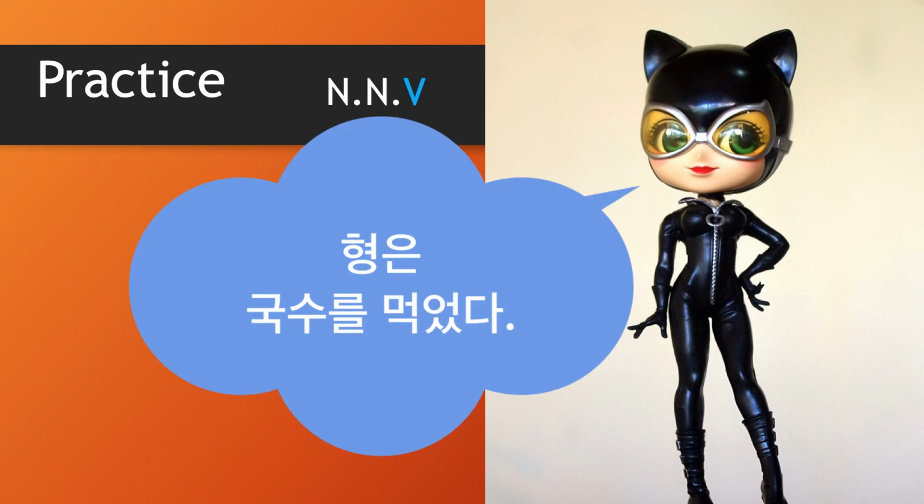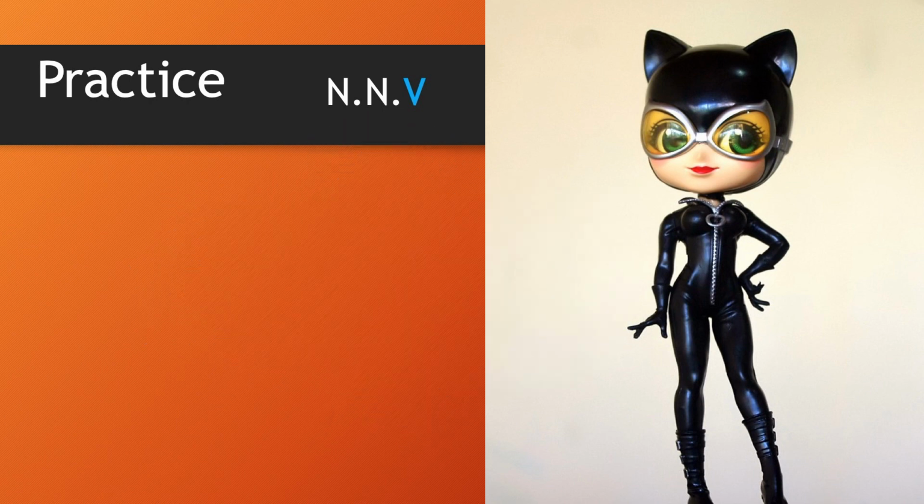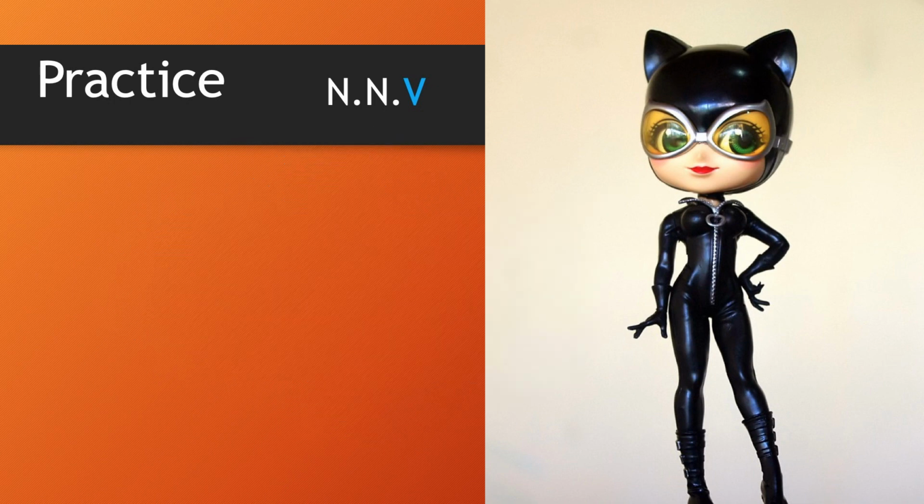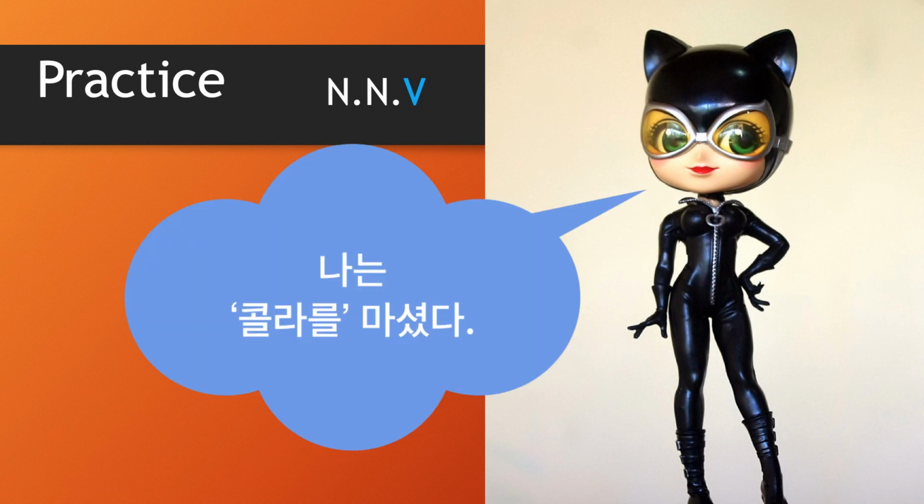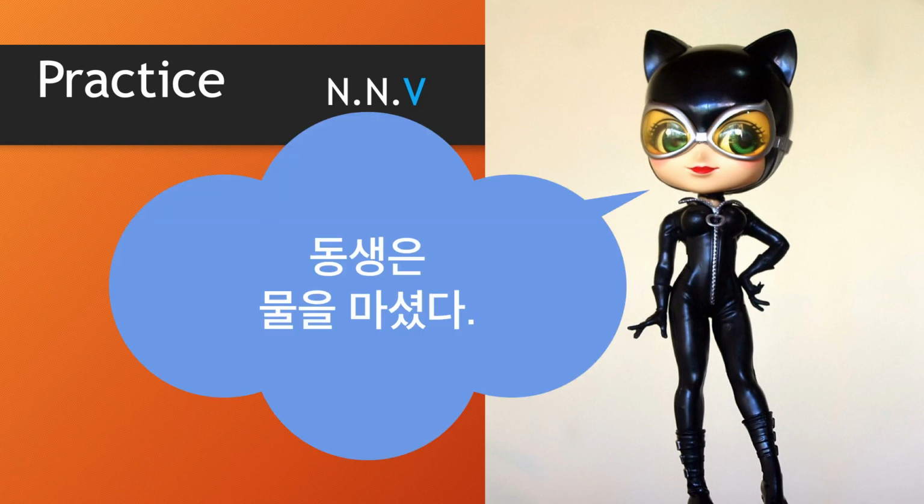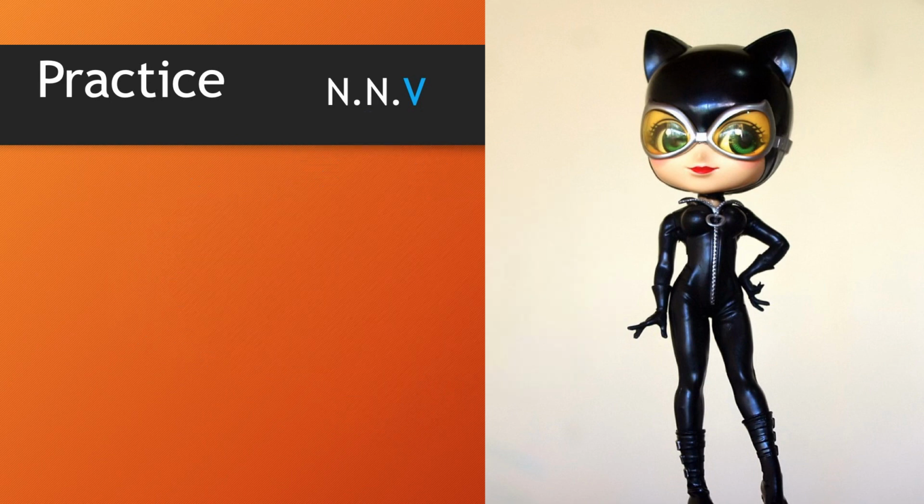형은 국수를 먹었다. Elder sister ate ice cream. 누나는 아이스크림을 먹었다. I drank cola. 나는 콜라를 마셨다. My younger brother drank water. 동생은 물을 마셨다.